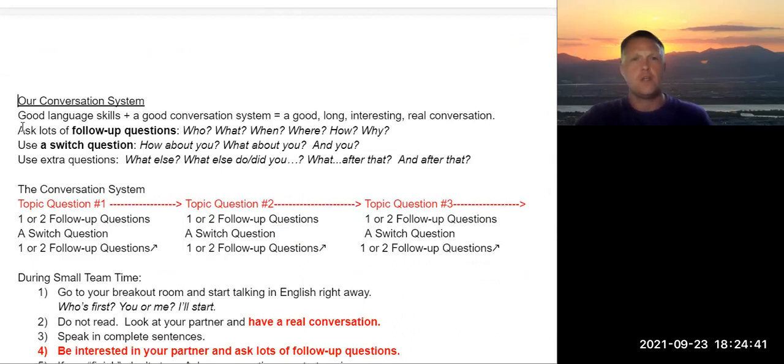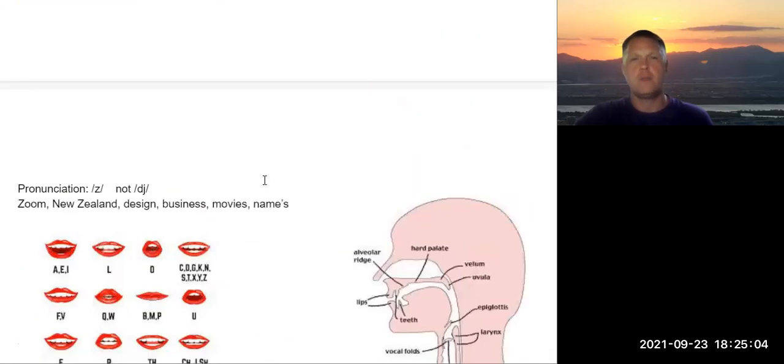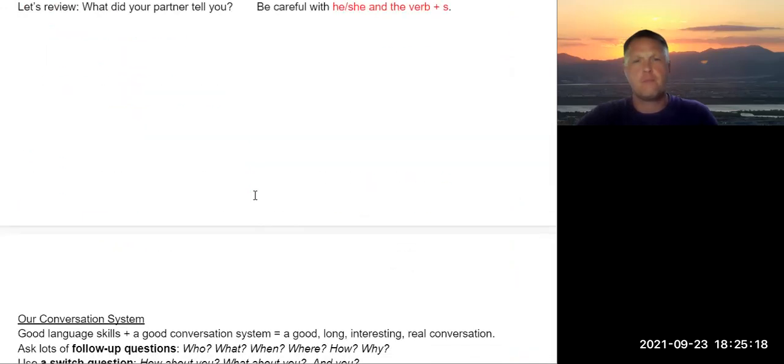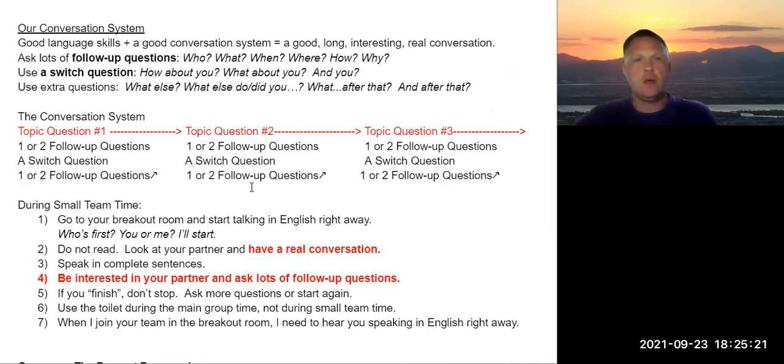So you need language skills and conversation skills to make a good conversation system. So you simply need to use these questions, follow-up questions: who, what, when, where, how, why, and a switch question: how about you? What about you? And you? So you saw some of them here in this dialogue. How about you? You saw a little bit of that in the dialogue. And you can also ask questions such as what else, and after that, all right? And it looks like this.